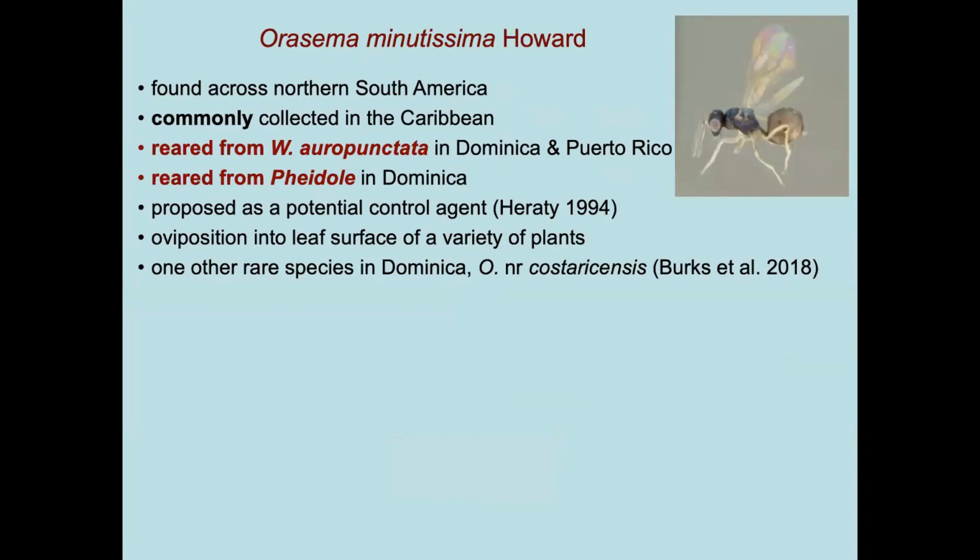This Orasema minutissima is found across northern South America. It's commonly collected in the Caribbean. It's been reared from Wasmannia auropunctata, so we have definitive records from Dominica and Puerto Rico. We have it reared from Pheidole in Dominica, proposed as a biocontrol agent back in my '94 paper. It does oviposit into the leaf surface of a variety of plants, and I'll show you those examples. In Dominica, we get one other rare species, which is this one near costaricensis, and I'll give you a bit of information on that in a minute.